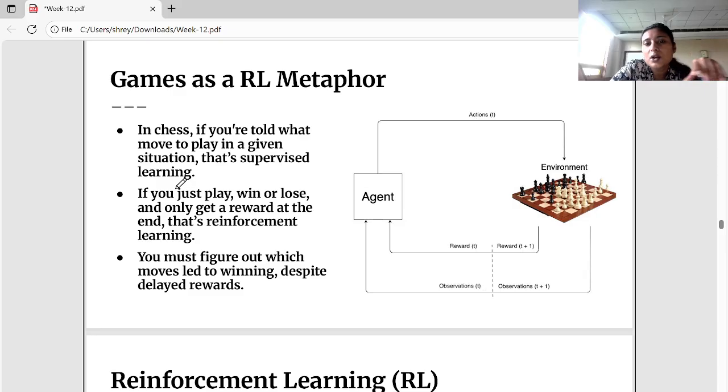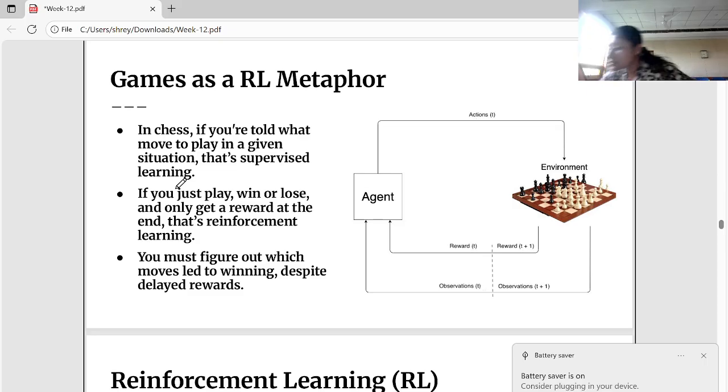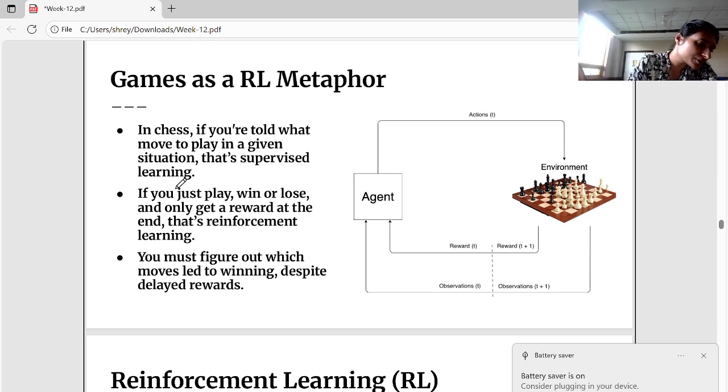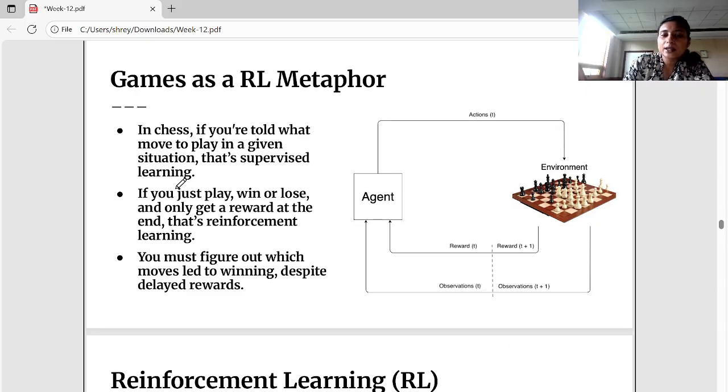In chess, if you are told what move to play in a given situation, that's supervised learning. It means, let's say, in the middle of the chess game, at this condition, what action you have to take is a supervised approach. And if you just play without knowing win or lose, and only get a reward at the end, that is called reinforcement learning. So you must figure out which moves lead to winning despite delayed rewards. This is more like how humans work.